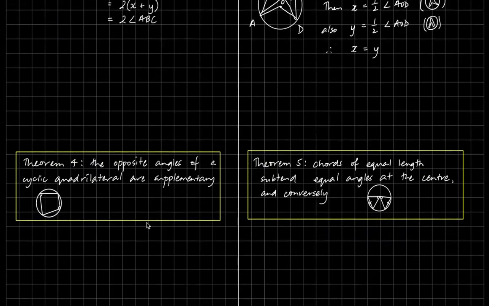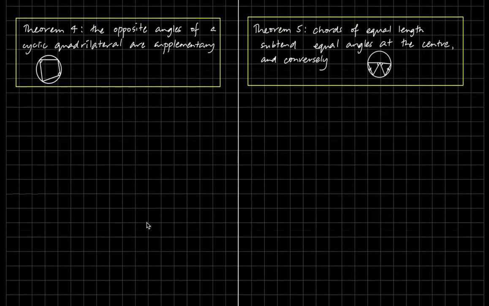Alright, 2 more to go. The opposite angles of a cyclic quadrilateral are supplementary. So let's prove this. Draw ourselves any cyclic quadrilateral.